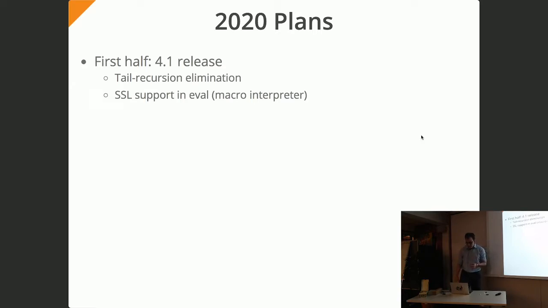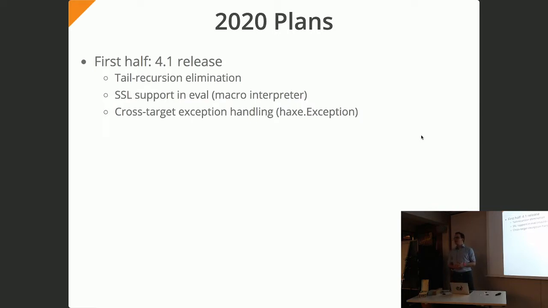And we also just merged SSL support for eval, which is our macro interpreter. So Haxe can now be used to make HTTPS requests and probably some other use cases that we haven't figured out yet. Also, Alex is currently working on cross-target exception handling.